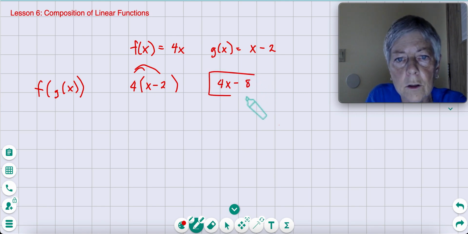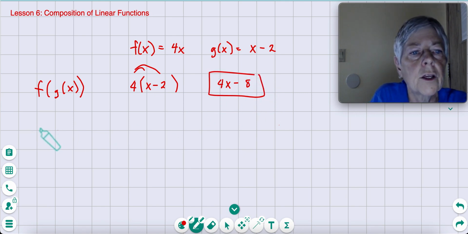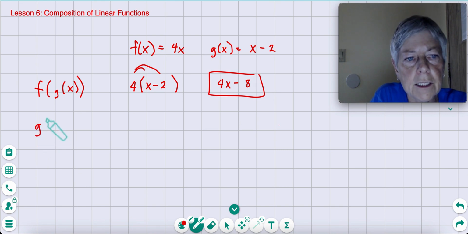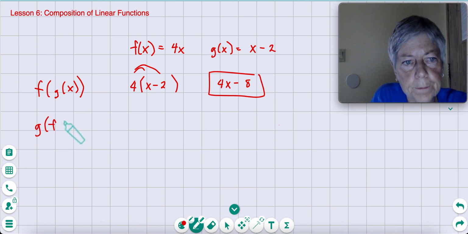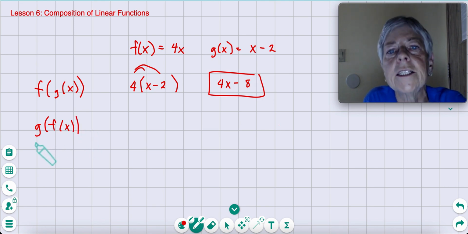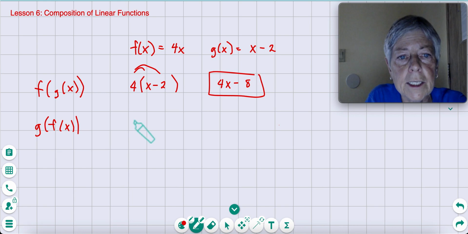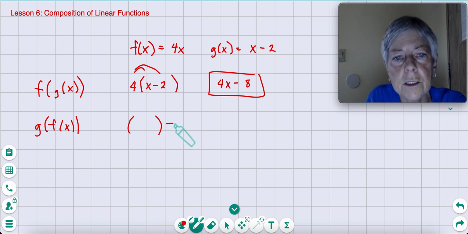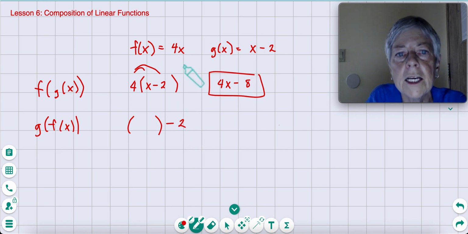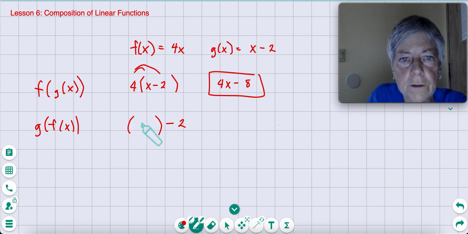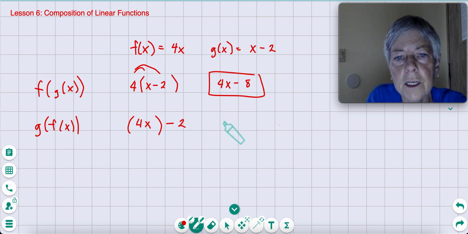Okay, so one function. You are going to see the other way, which is g of f of x. Now in this case, the outside function g, this is the master function. So in this case, you're going to leave yourself a bracket where you see that x. You're just going to put in the rest of it, minus 2. In there, you're going to put your f of x, which is 4x. Okay, that's as simple as you can get, so your final answer is just going to be 4x minus 2.